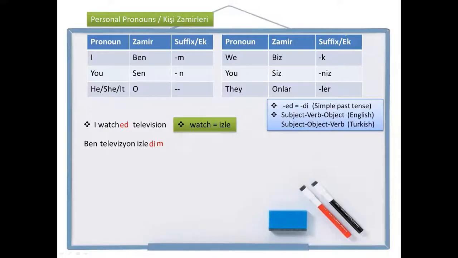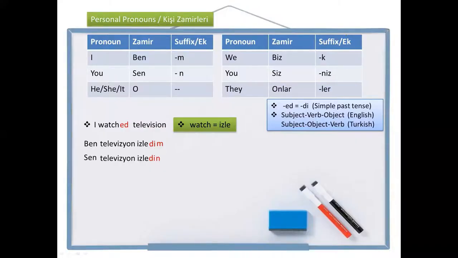Okay, now let's try to say you watched television. You, sen, as you see on the chart. Then I need to write the object because the verb is always at the end. Television, televizyon. Watch, izle. But I want to say watched, so I need to add the suffix for simple past tense, which is d. Okay, now I need the suffix of the pronoun in the end. Let's take a look at the chart. It is in. I saw it. I add it. Sen televizyon izledin.